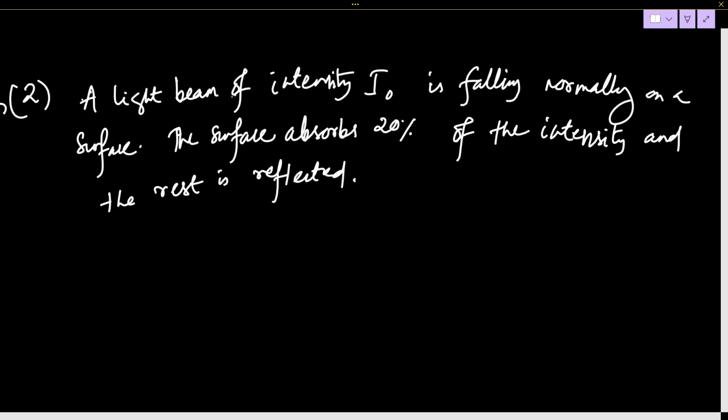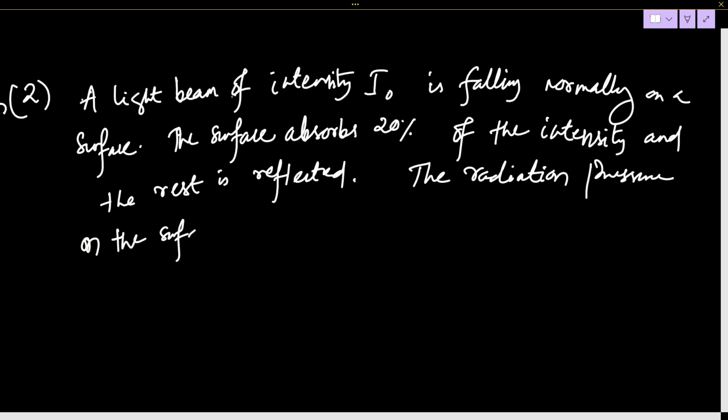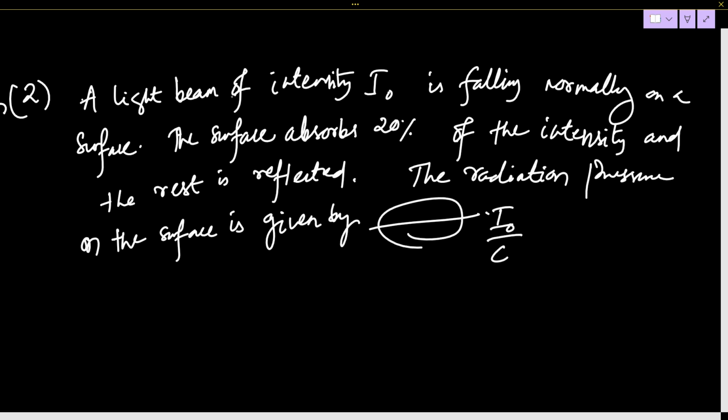So the radiation pressure on the surface is given by dash. Okay. So it should be dash I naught by c. You have to write the answer in terms of I naught by c.